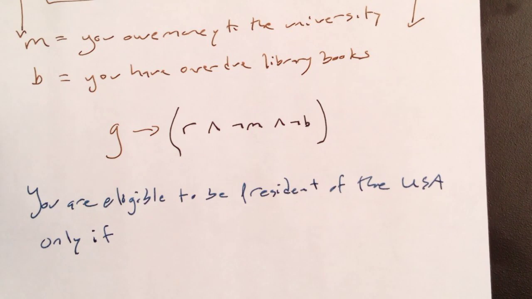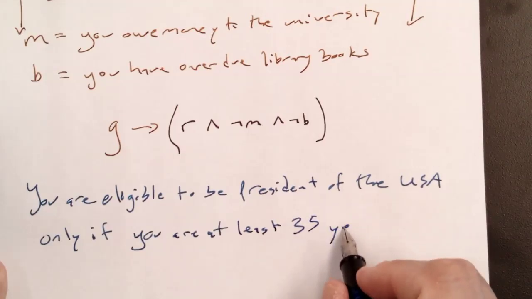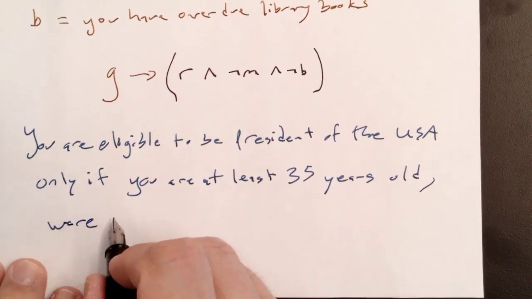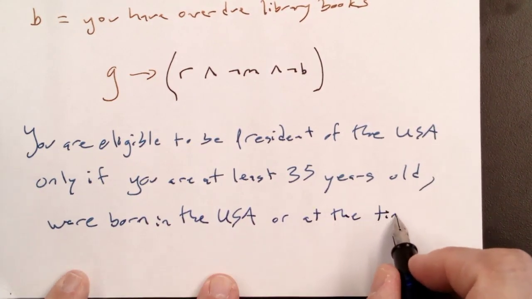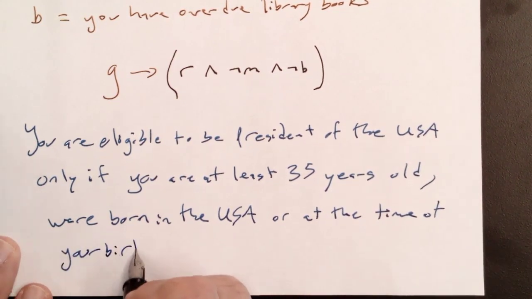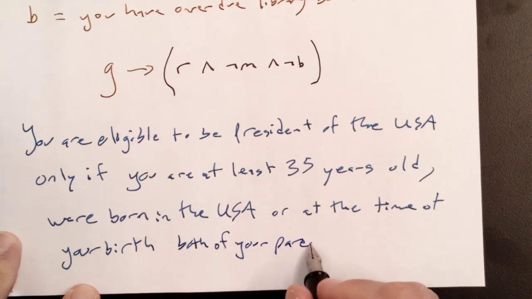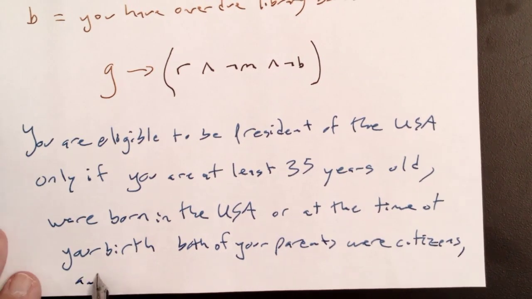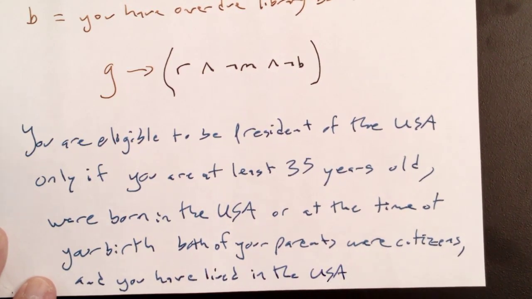The following is black letter law from the Constitution. You are eligible to be president of the United States only if you are at least 35 years old, comma, were born in the USA, or at the time of your birth, both of your parents were citizens, comma, and you have lived in the US at least 14 years.